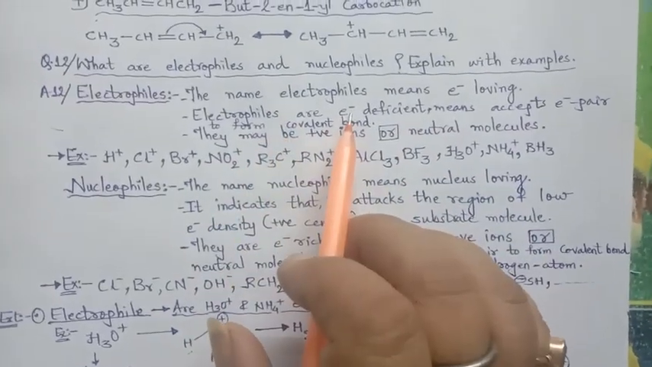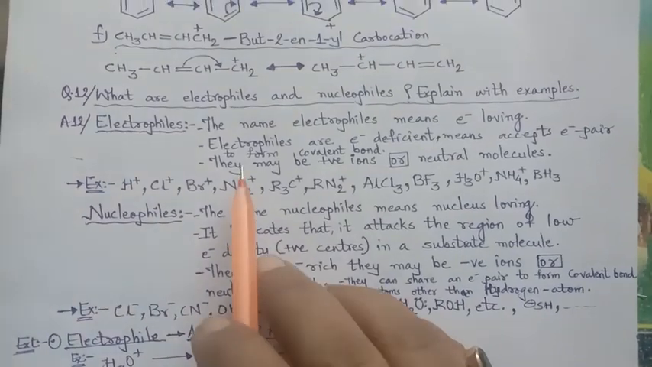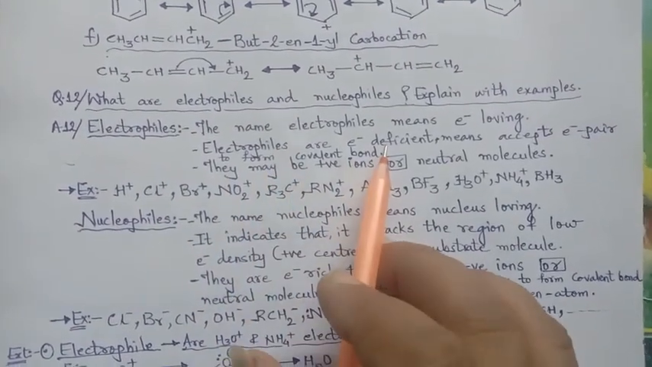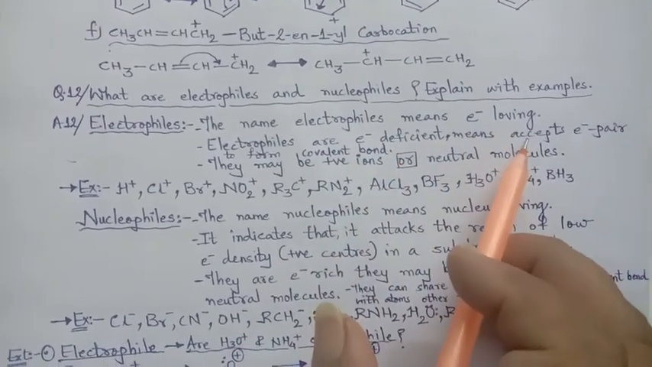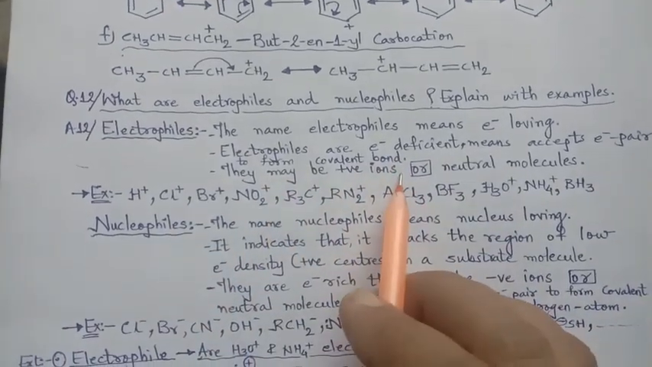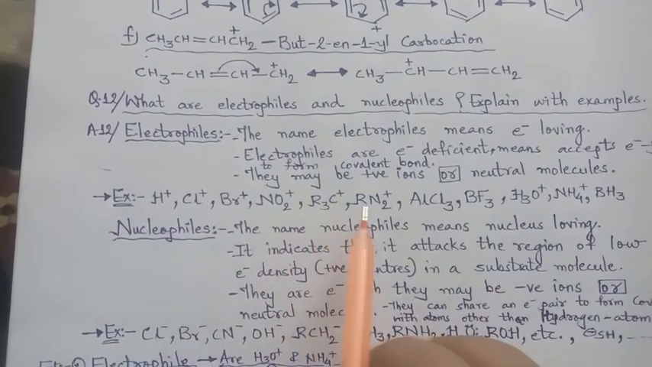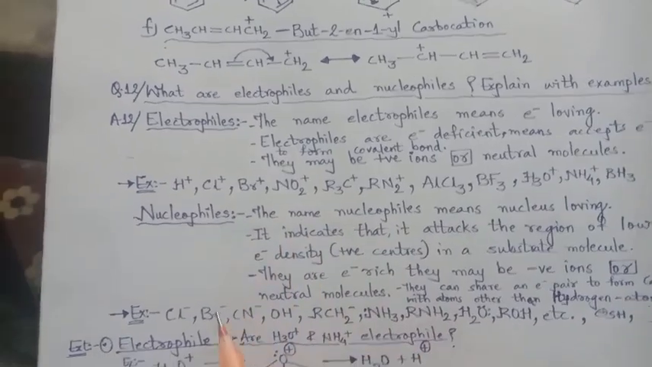Electrophiles are electron deficient, that means they want electrons, and so they will accept an electron pair to form covalent bonds. They may be positive ions or neutral molecules. These are all positive ions, and 1, 2, 3, these are the neutral molecules.